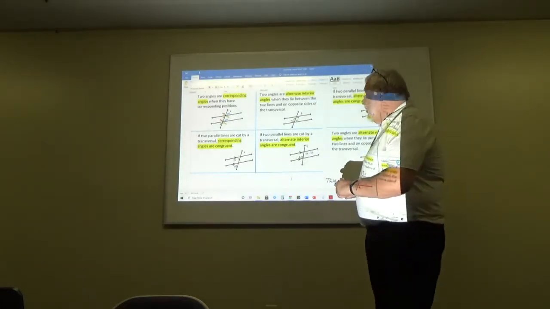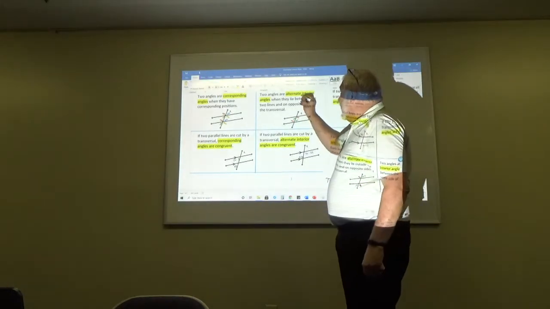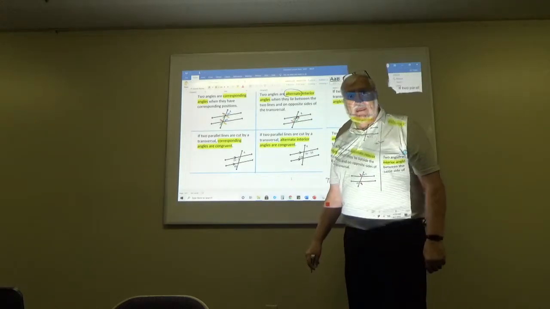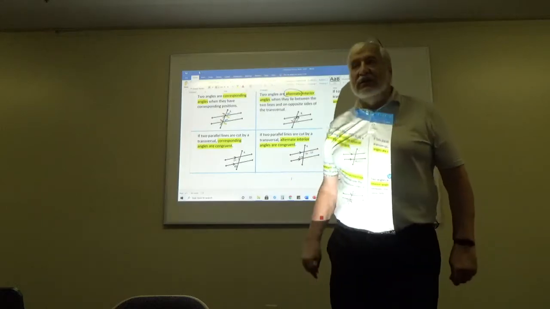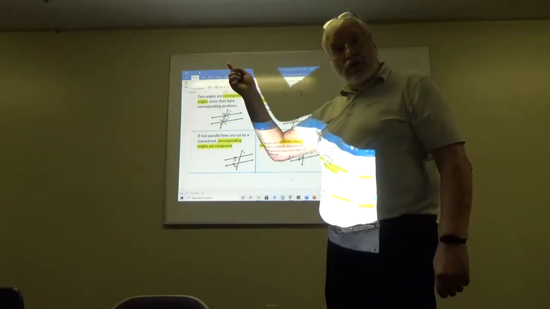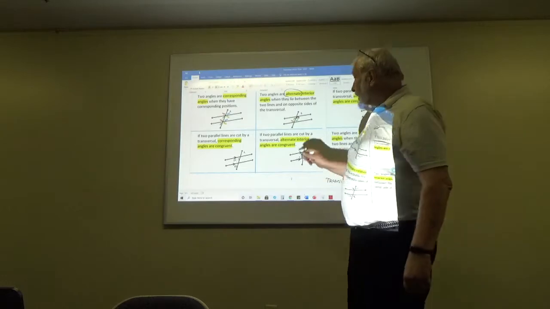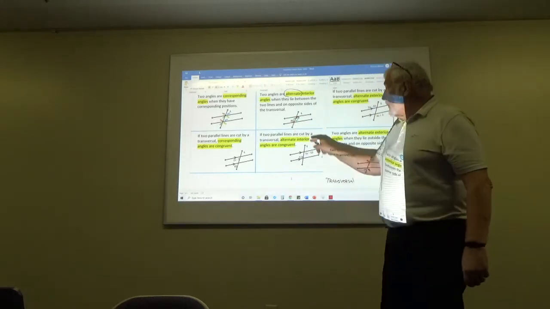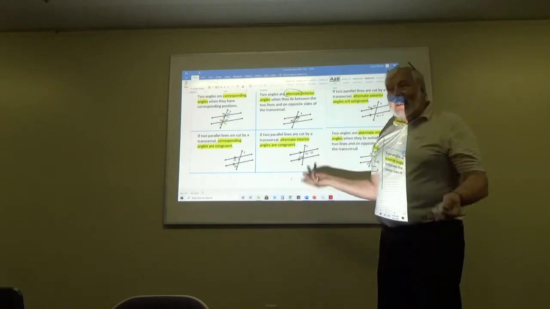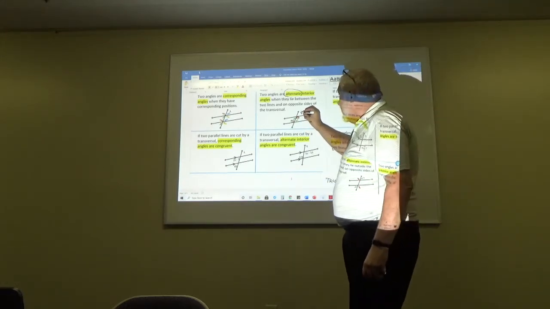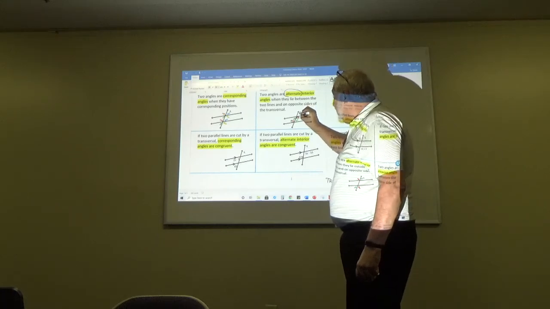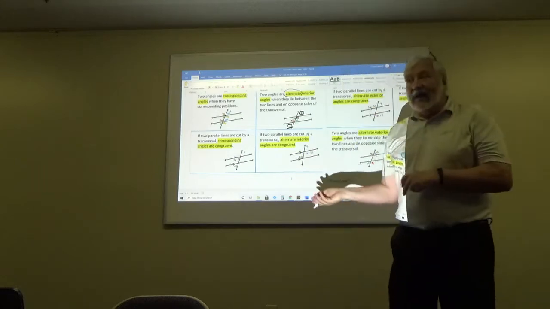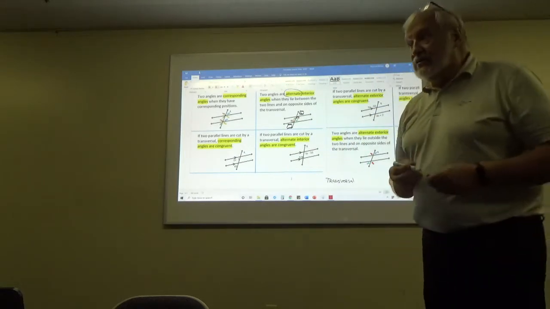But to be alternating, if this is on the right side, alternating means the other one's on the left side. So they're alternating either side of the transversal. And so if they're interior and alternating, they're there, or the other pair. If they're exterior and alternating, the exterior alternating angle with this one is down here. It has to be outside and on the other side of the transversal.